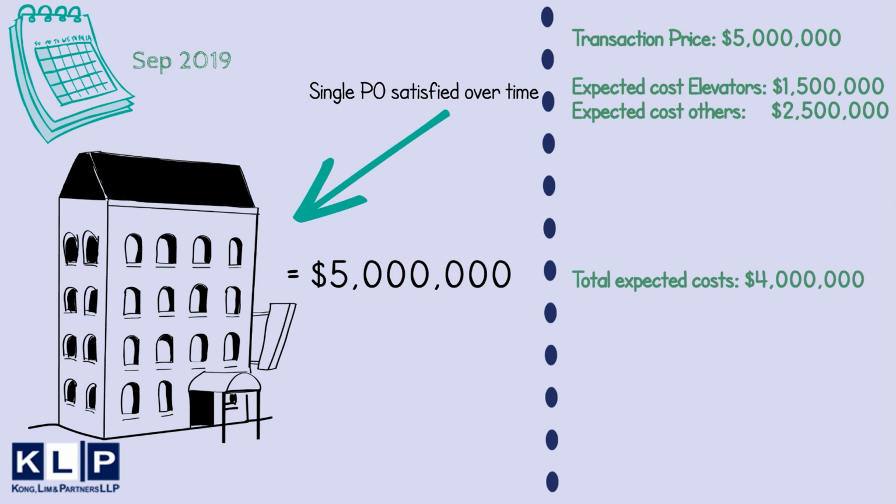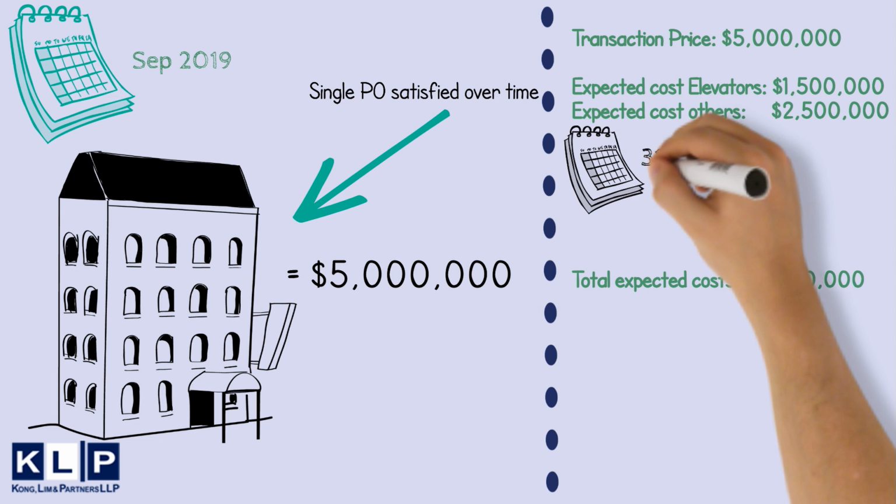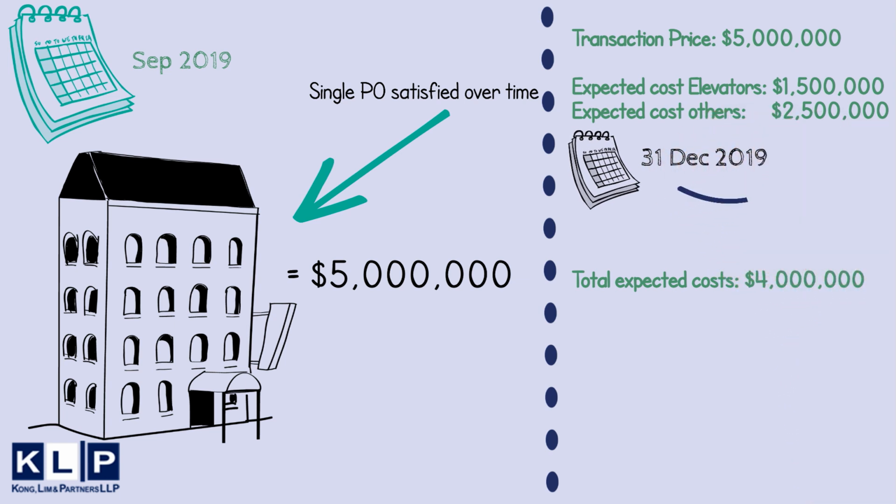The entity uses an input method based on costs incurred to measure its progress towards complete satisfaction of the performance obligation. As of 31st December 2019, the entity observes that costs incurred are $500,000 and therefore the performance is 20% complete.